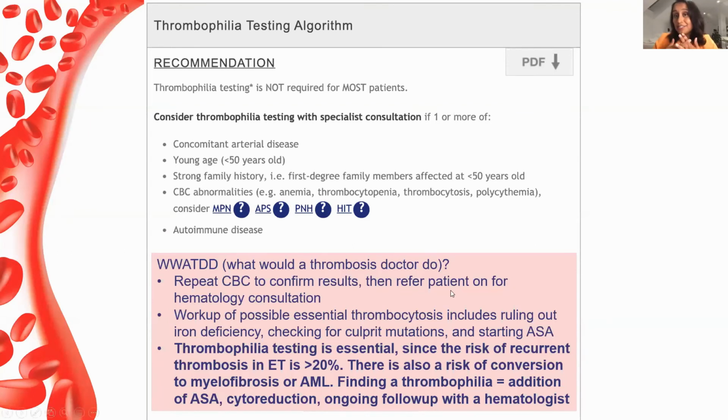Now, I went on to do a bone marrow biopsy. I checked for culprit mutations. I was able to diagnose this woman with JAK2 positive ET, or essential thrombocytosis.